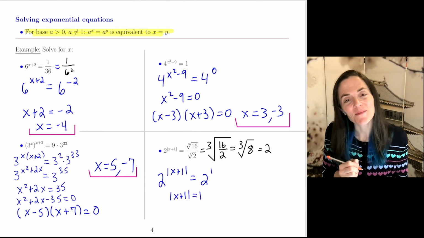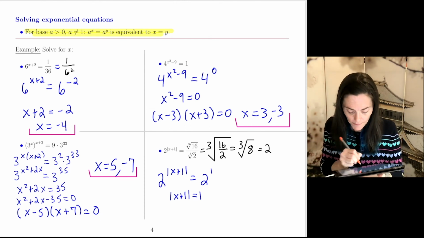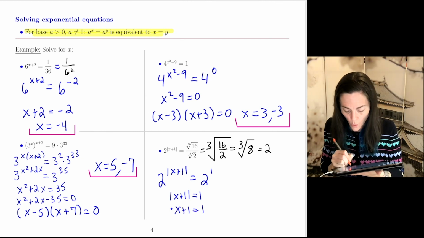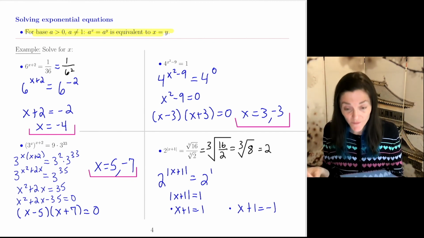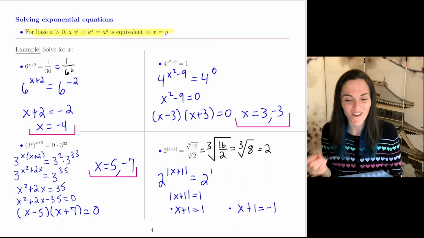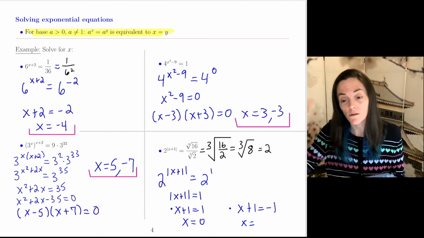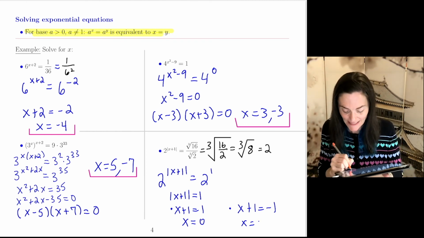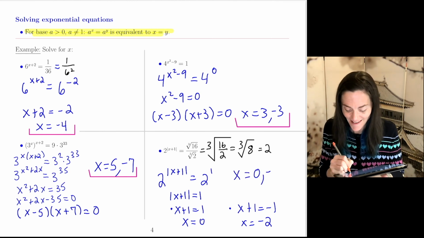Now remember, there are two possible options here. Either x plus 1 is 1, or x plus 1 is negative 1. So in the first case, if x plus 1 is 1, we can solve that x equals 0. And in the second case, we can solve x equals minus 1, which is negative 2. And so we have two solutions here, 0 and negative 2.